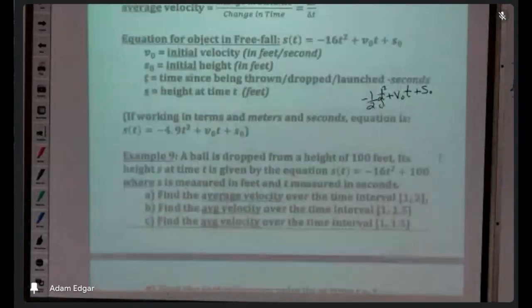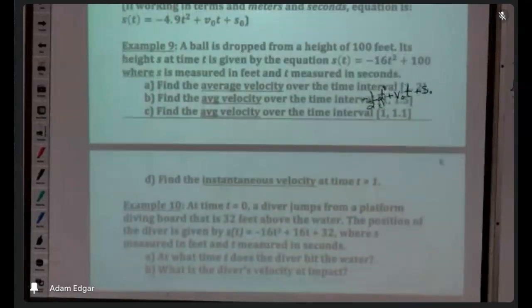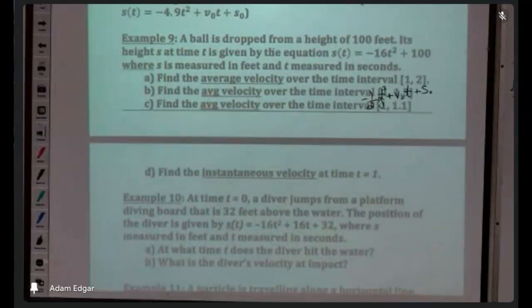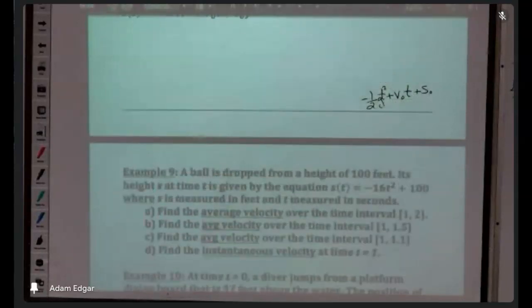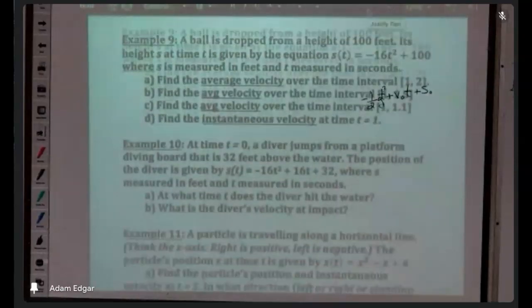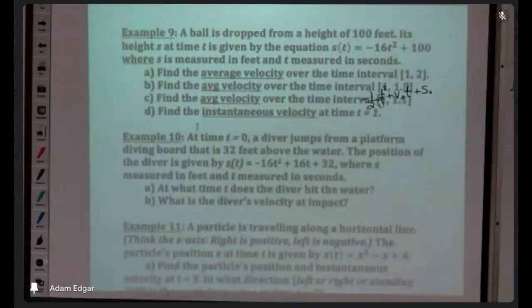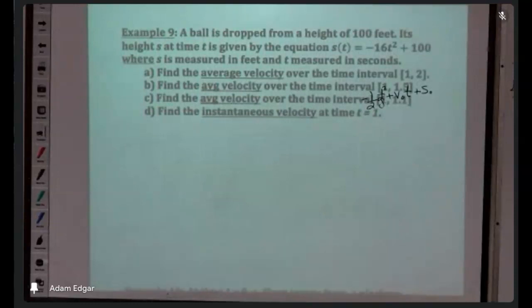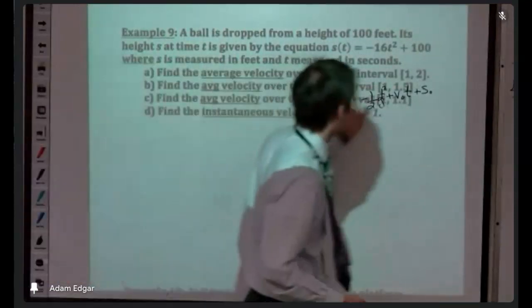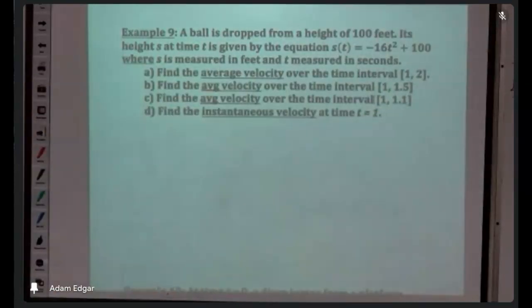Example. You drop a ball from a height of 100 feet. All right, cool. So in part A, we're finding the average velocity over some time interval from 1 to 2.